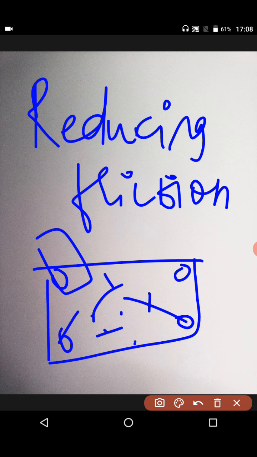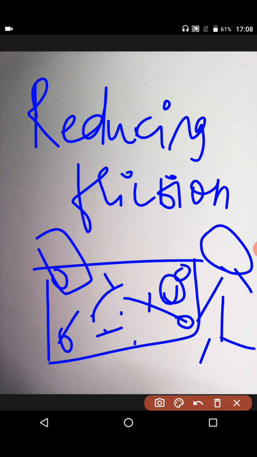You know why they put it, for the players? Because it reduces the friction. If the striker is there, it has to move on the board. So for moving it easily, they put some powder and mix it in, so that it moves faster and they can play easily.